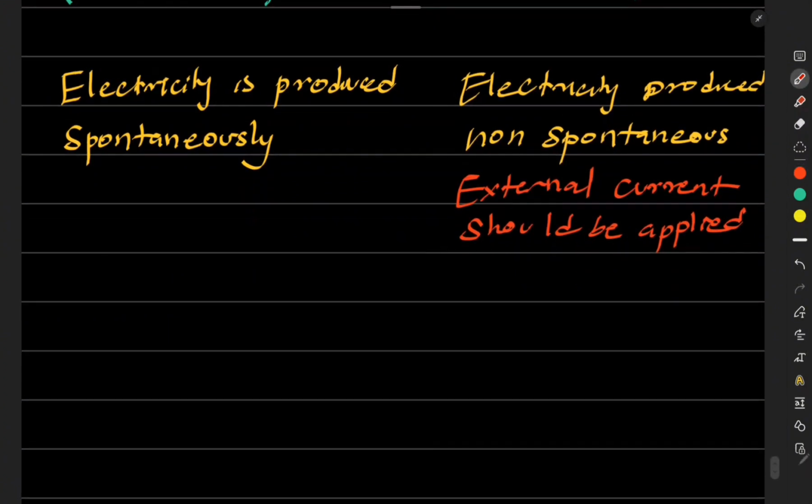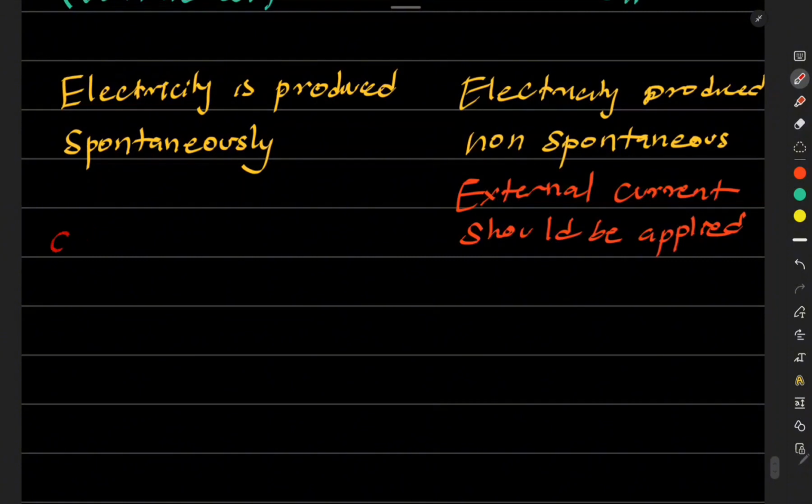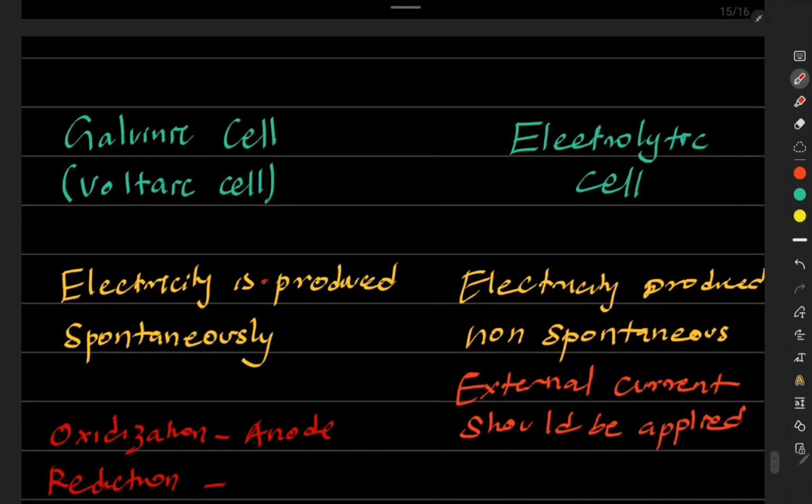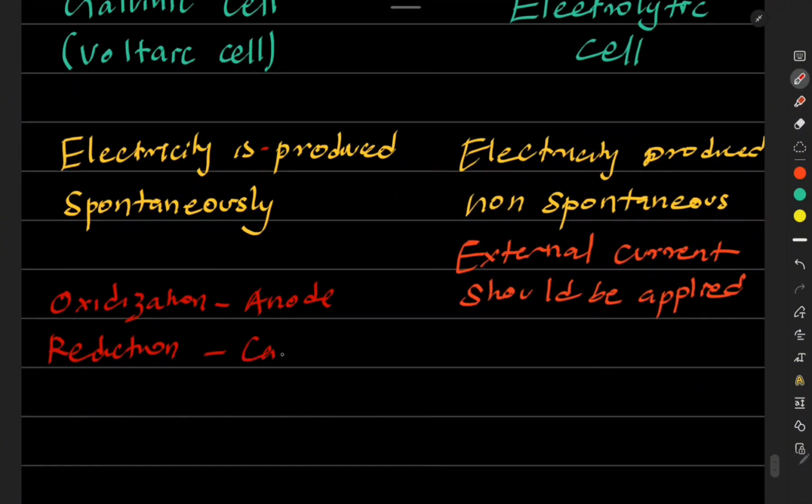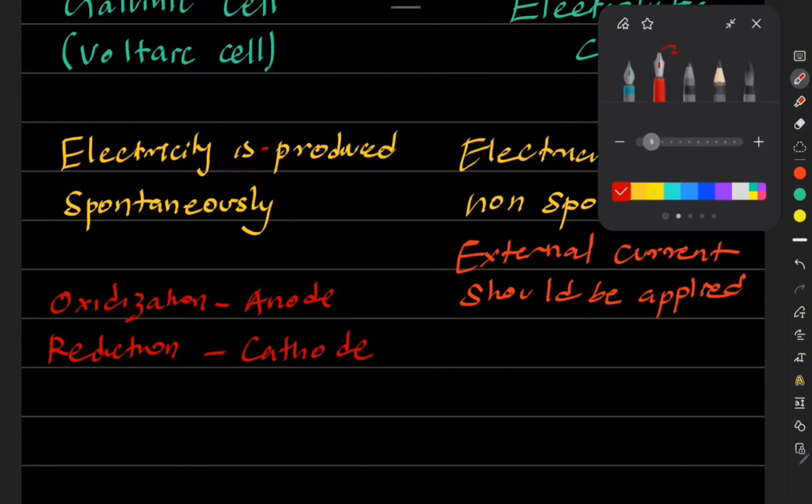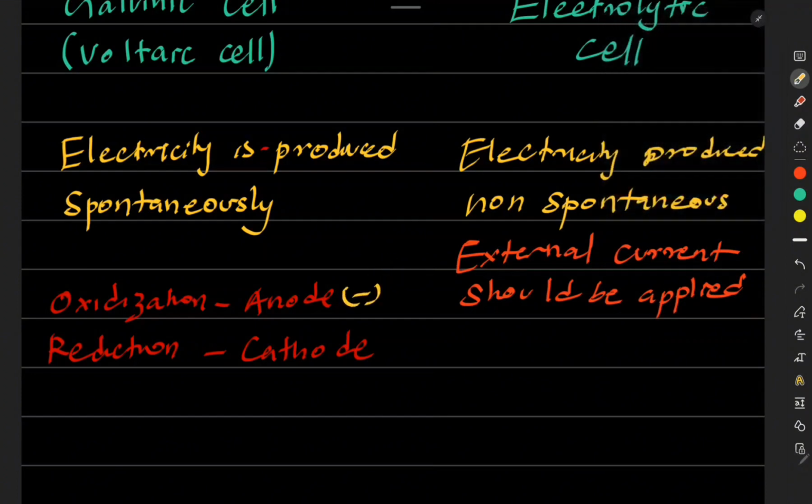In a galvanic cell, oxidation takes place at the anode, and reduction takes place at the cathode. And the anode carries a negative sign, and the cathode carries a positive sign.